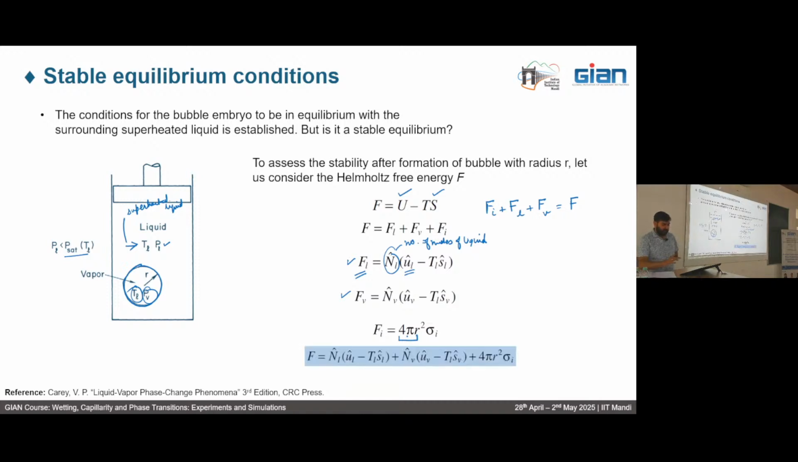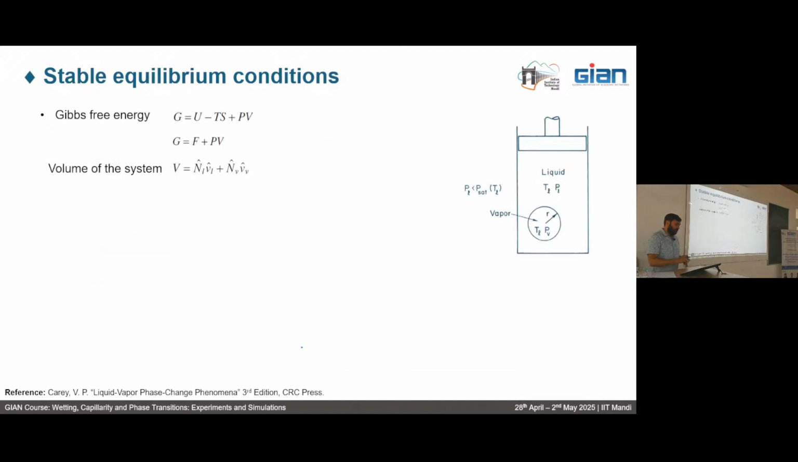When we add all these terms, we get this simple expression, which is nothing but the Helmholtz free energy of the system we have. Now, considering the Gibbs energy, we know Gibbs energy is U minus TS plus PV. We can simply write this as F plus PV. To define the volume of the system, we can write it as NL VL plus NV VV, where NL is the number of moles of liquid and VL is the molar specific volume. The subscript here represents whether we talk about the liquid or the vapor.